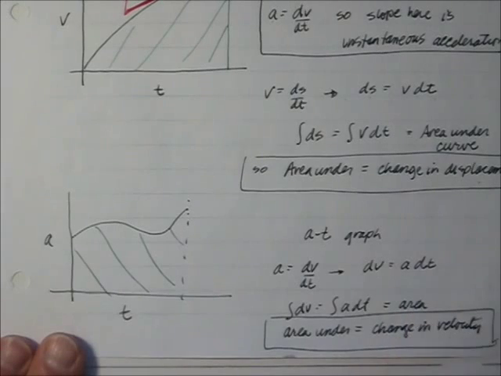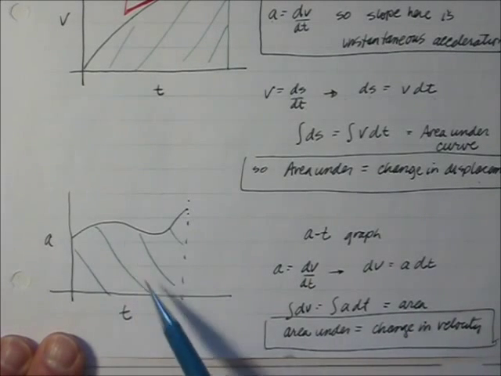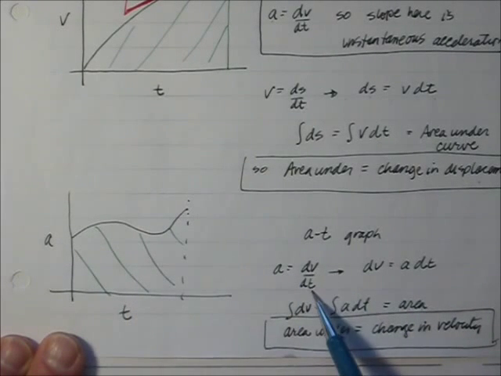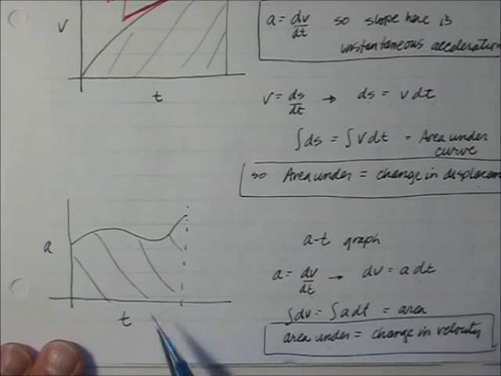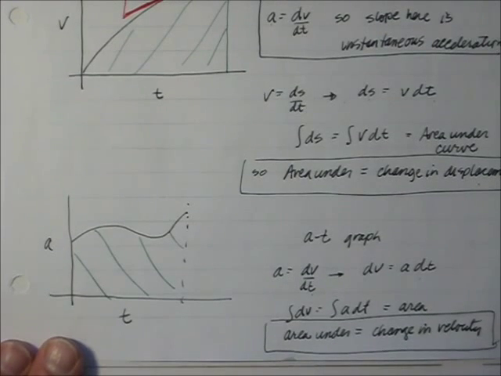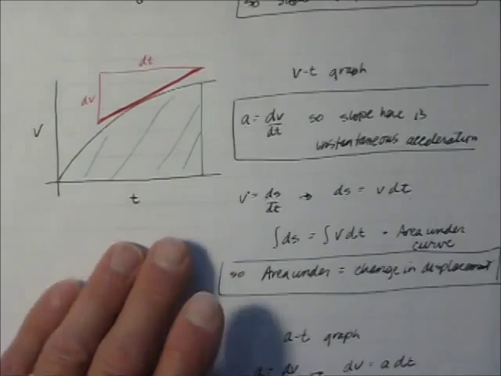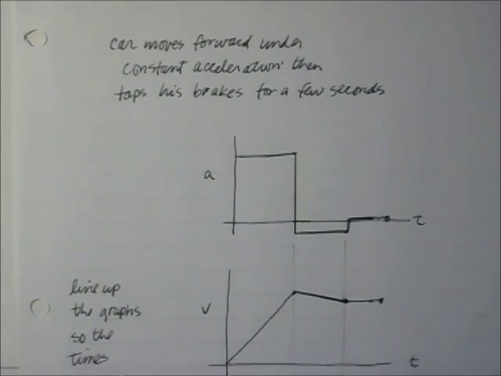And similarly then with an a-t graph, the area under the curve here, a equals dv dt, so dv is equal to a dt, and so if I integrate both sides there, I can see that the area under an a-t graph is the change in velocity. Okay. How about this guy?